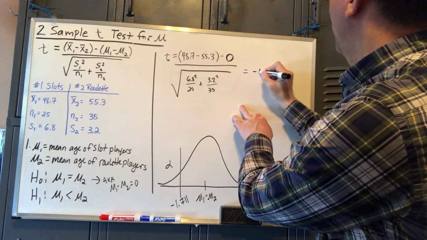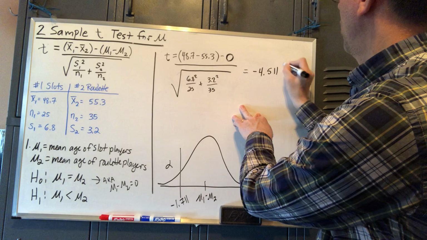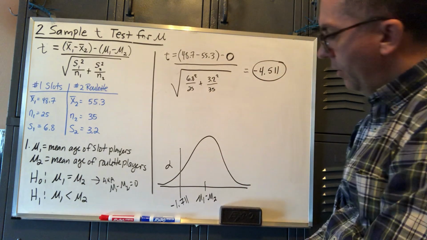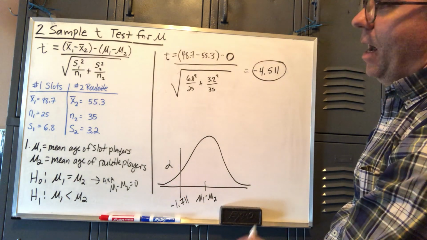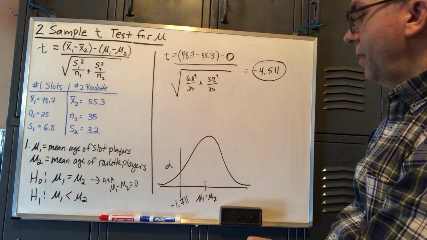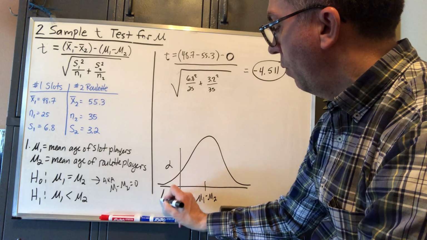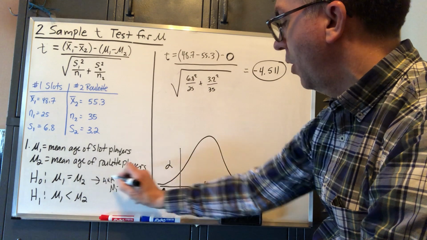That is way out there. Because we have learned this year that in a normal distribution, most numbers go from negative 3 to positive 3. Anything beyond that is way out there. And it is. It's way out here. It's going to go off my chart actually.